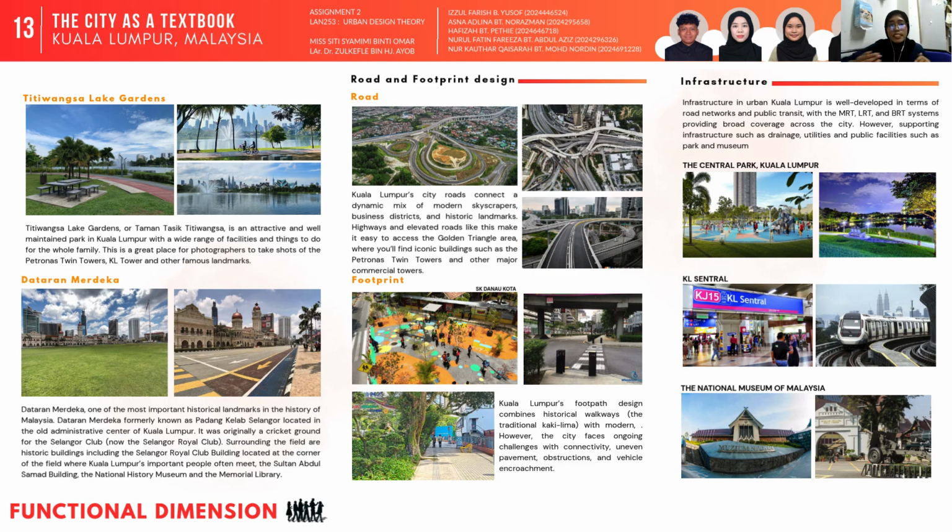And then lastly is the infrastructure. Infrastructure in urban Kuala Lumpur is well developed in terms of road network and the public transit, with the MRT, LRT and monorail system providing broad coverage across the city. However, supporting infrastructure such as drainage, utilities and public facilities such as parks and museums.